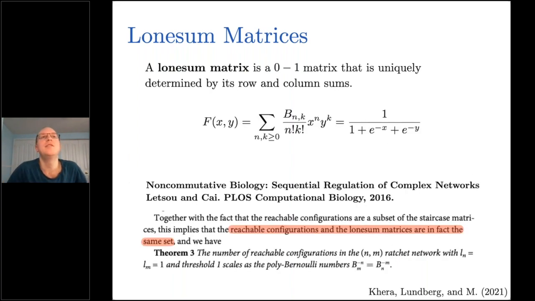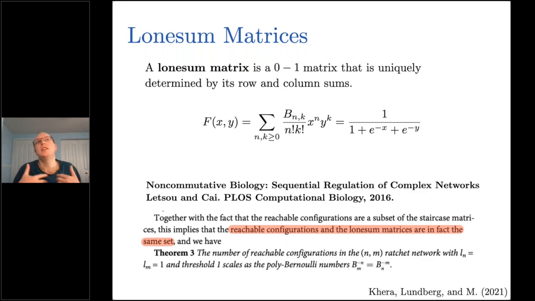It turns out that lonesome matrices count something. They count many things, more than I would ever have imagined before I started this project. One of the things they count is the reachable configurations in a certain model of a biological network. Some people developed a model called a ratchet network, and they're trying to argue that it can model how certain biological things are created. They want to know how expressive the model is, whether it can create enough to capture what happens biologically. To do that, they need to know asymptotics of these lonesome matrices.